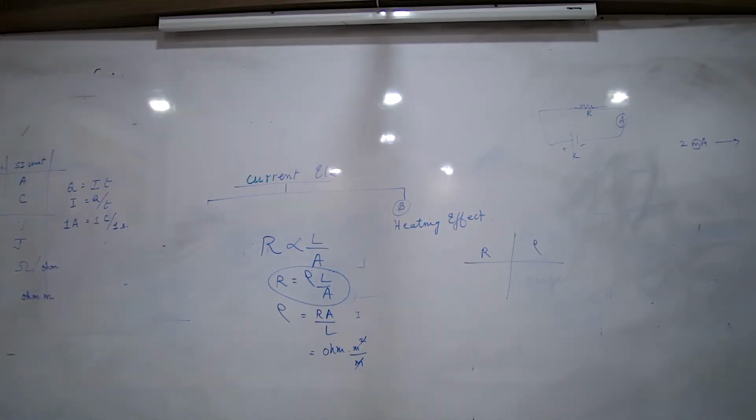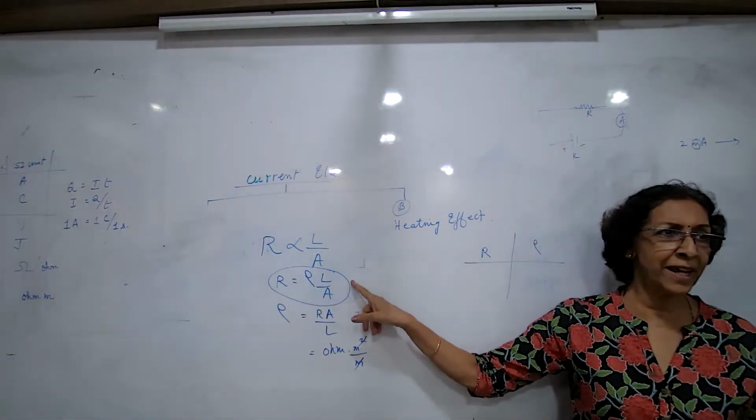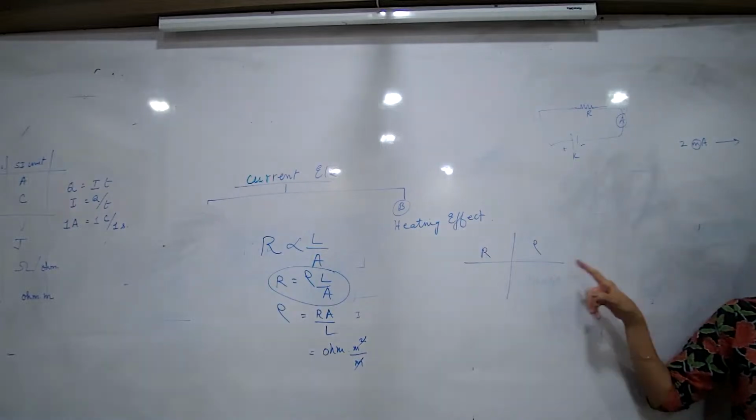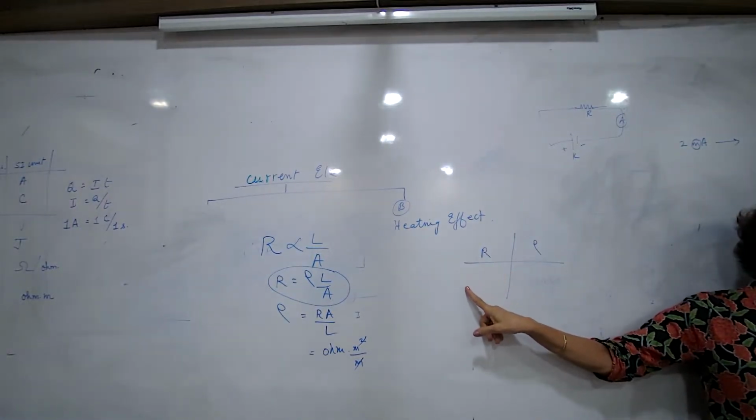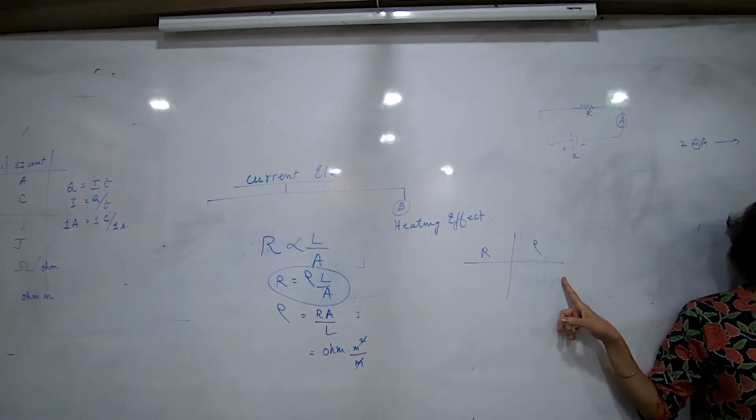Resistivity depends on the nature of the material. Yes, very good. Whereas resistance is directly proportional to the length and inversely proportional to the area. Okay, very good. We have already said that R depends on L and A. So we know that resistance depends on length and area, whereas resistivity depends upon the material.